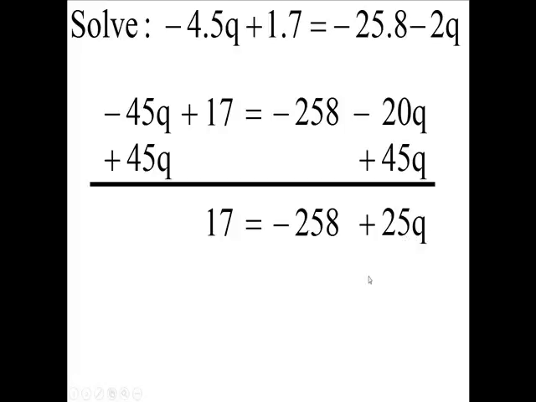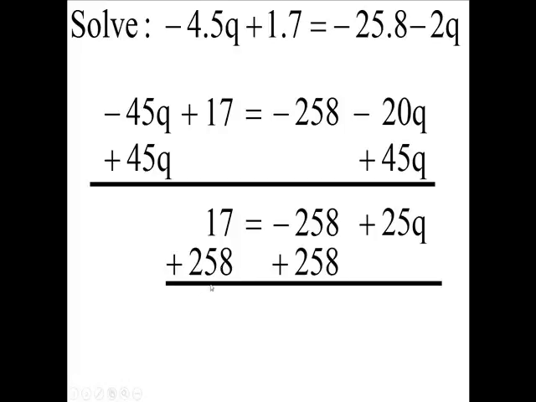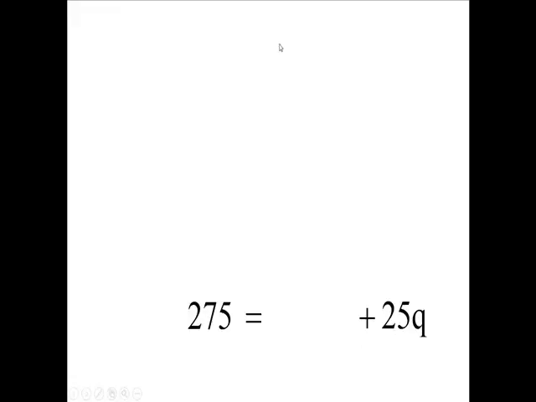Okay, now we're going to get rid of the negative 258. We're going to add 258 to both sides of the equation. So put plus 258 here and here. And when you add these, you're getting 275. That equals, these cancel and you have 25q. All right, kind of running out of space here. Let's write it up here.